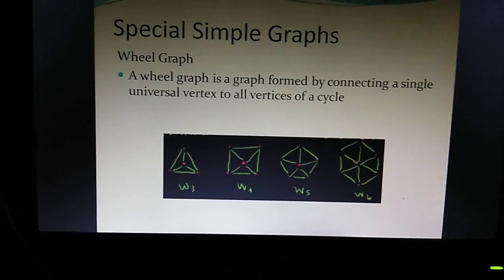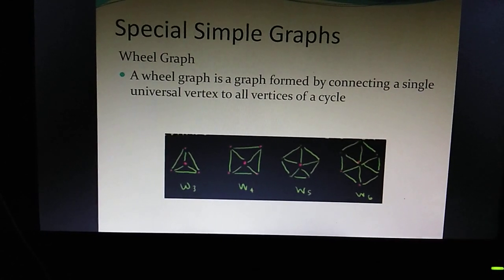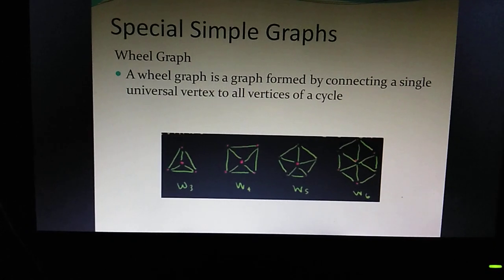Next one is the wheel graph. A wheel graph is a graph formed by connecting a single universal vertex to all vertices of a cycle.